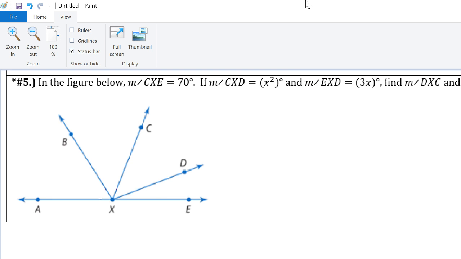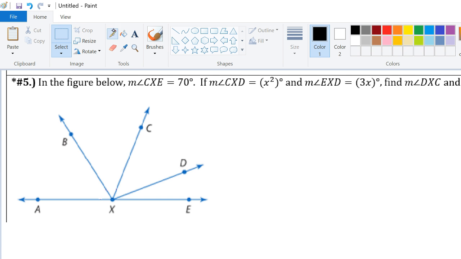Okay, so I wanted to make an example video for lesson 2.07. This is a pretty simple version of this kind of problem, except it will deal with quadratics. So in the figure below, we find out that angle CXE, that's all of this, all of CXE is 70 degrees.